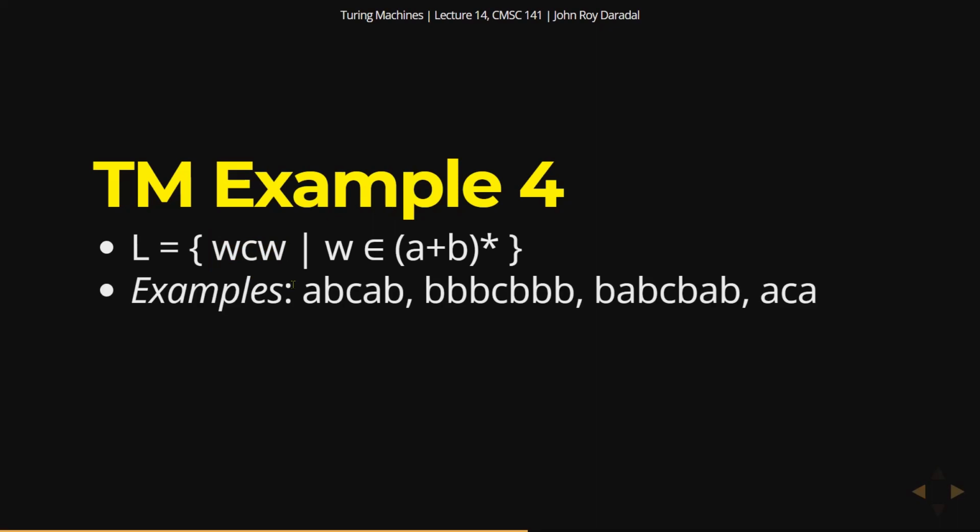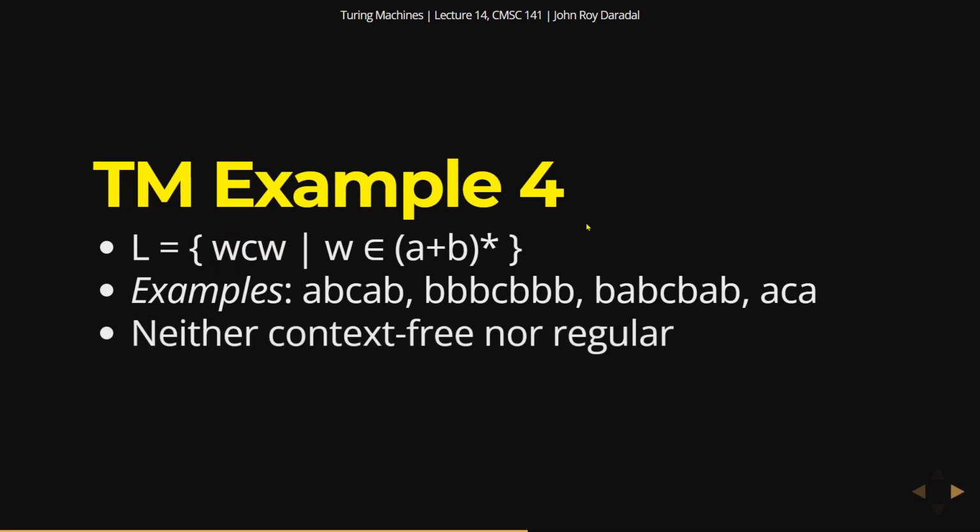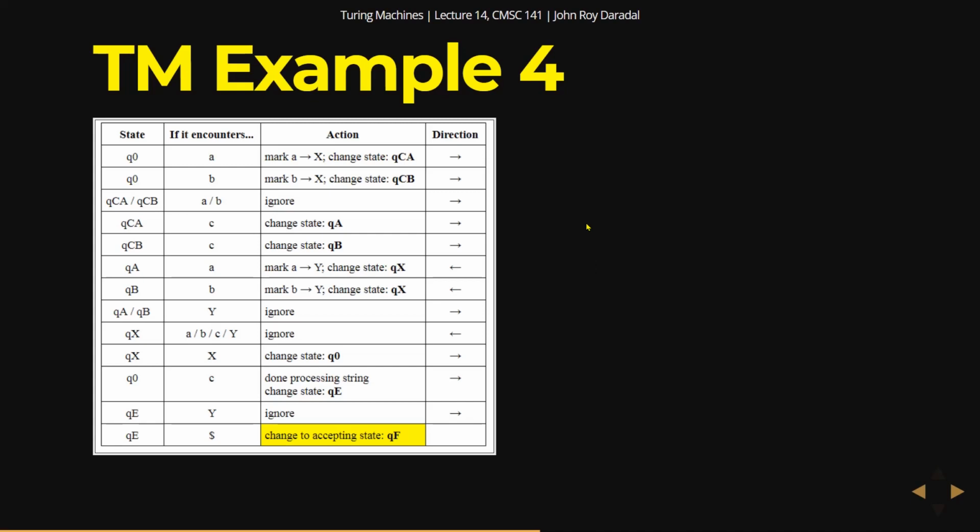So examples of that would be AB, C, AB, or BBB, C, BBB. And then you have BAB, C, BAB, and then A, C, A. So C serves as the middle point, and then whatever was at the first half should also be the second half. Okay. Now this language is neither context free nor regular. So this already shows that a Turing machine is more powerful, because this is not context free and not regular, but there is a Turing machine for it, right? So, okay, there's quite a lot here.